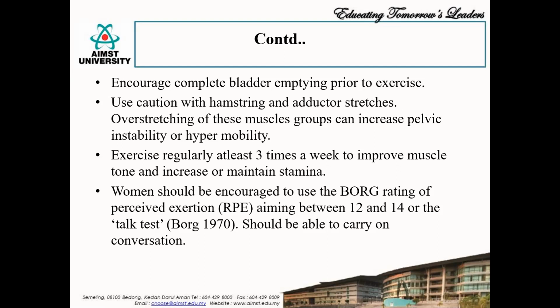Then exercise at least 3 times in a week. Then you need to encourage them to use the Borg scale rating 12 to 14, that is your mild to moderate. So in short, if you see the Borg scale, they should be able to talk in between. That means when they are doing exercise, they should be able to talk. If they're able to talk, then that indicates that you are doing the exercise between 12 to 14. Is that clear? So during exercise, if you ask them any question, they should be able to answer.